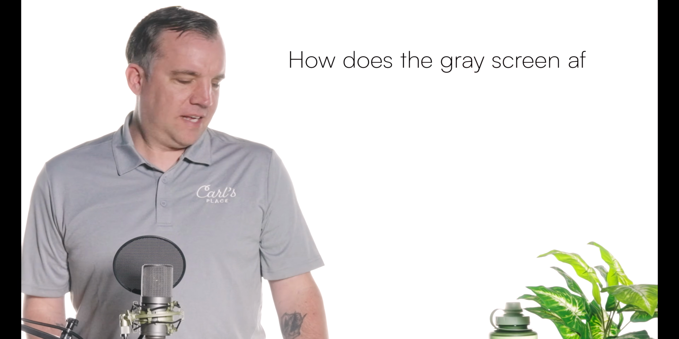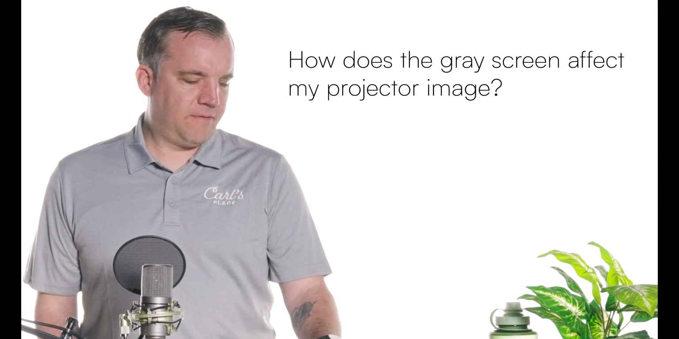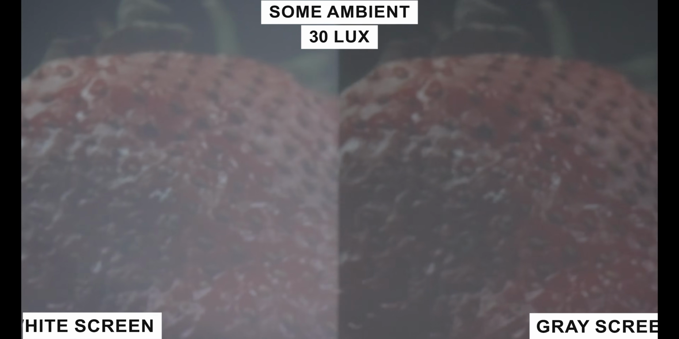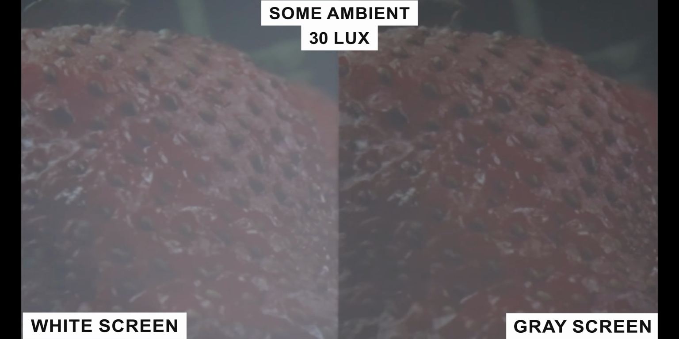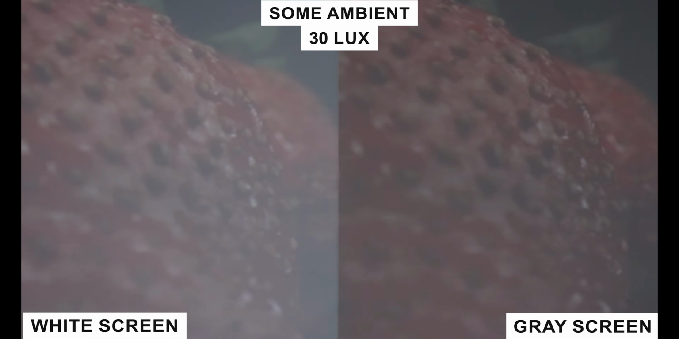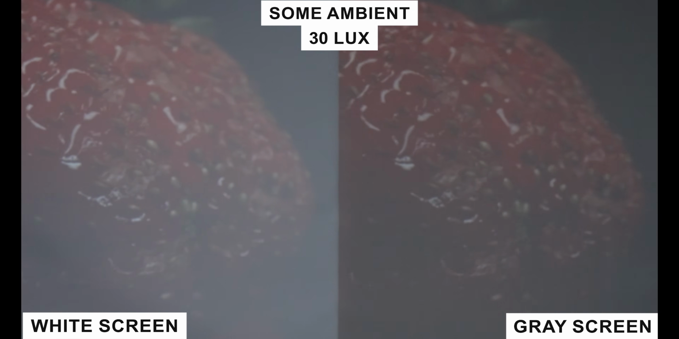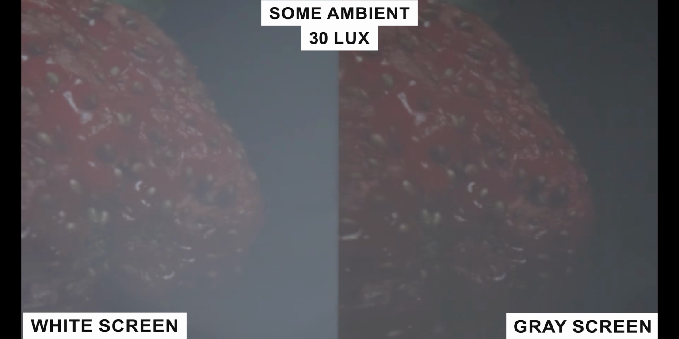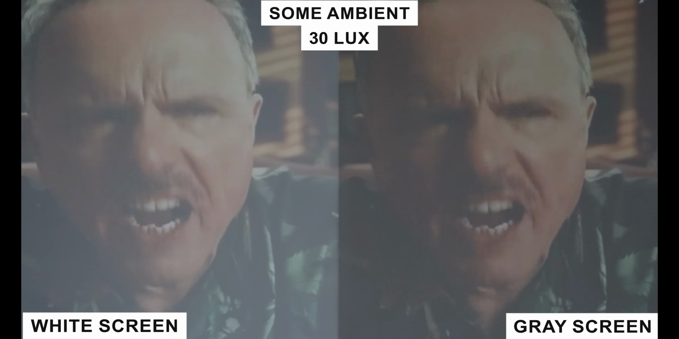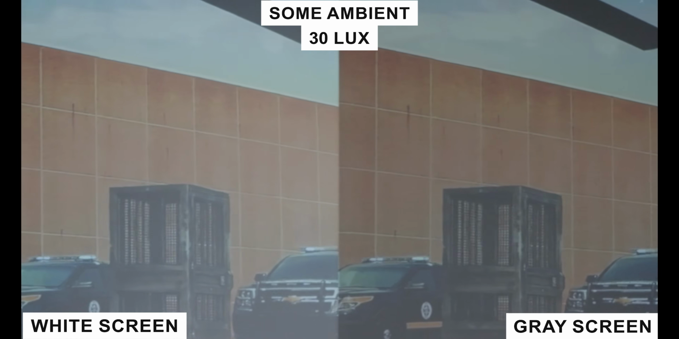So our next question is, how does the gray screen affect my projector image? So in those areas with ambient light, the gray screen is really going to help those colors pop. And with more ambient light hitting a white screen, it makes it more difficult to really get those deep blacks. Whereas with the gray material, you're going to see a lot more true black color, even with some of that ambient light in the space.